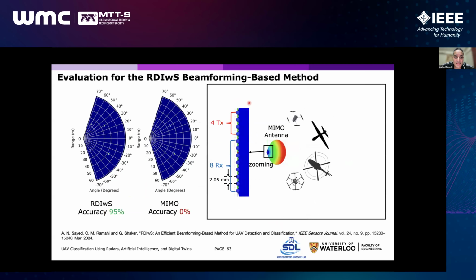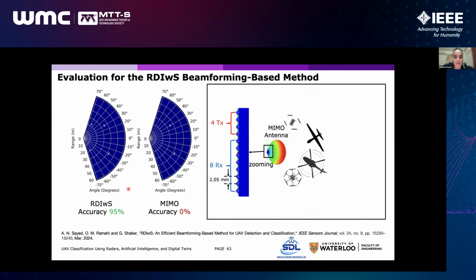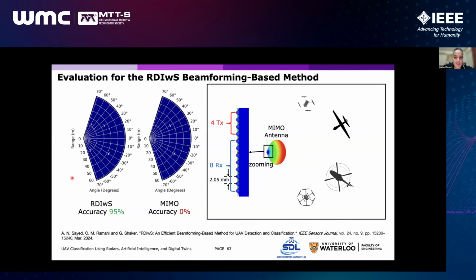Applying the case where the MIMO radar failed to detect the 4 drones at the 4 angles, by using our method, we could accurately detect the 4 drones at the different angles, and then the machine learning model could accurately classify these drones.